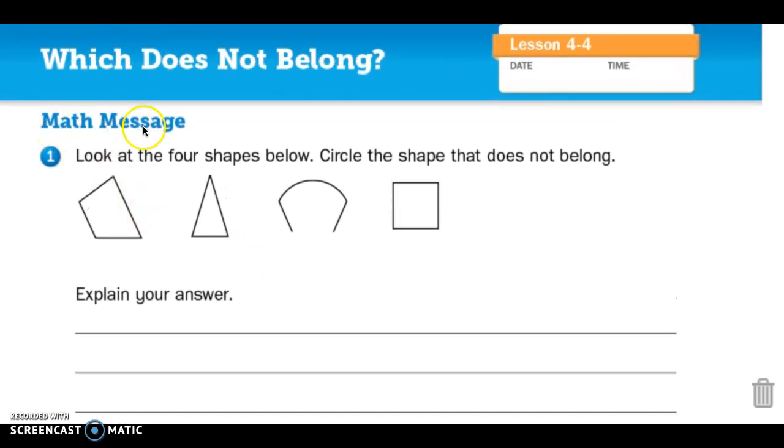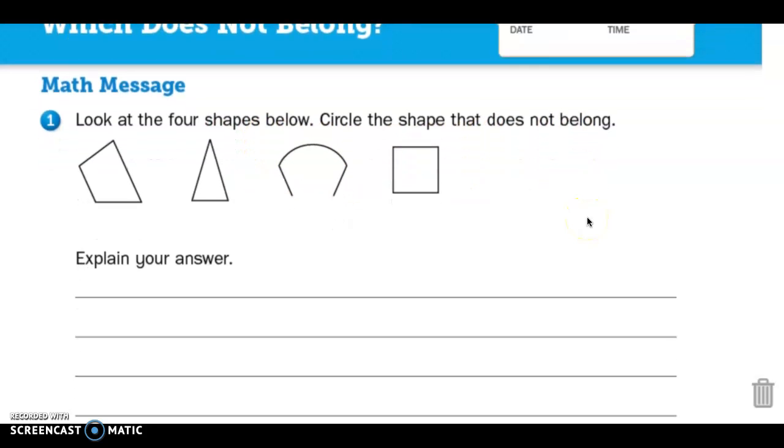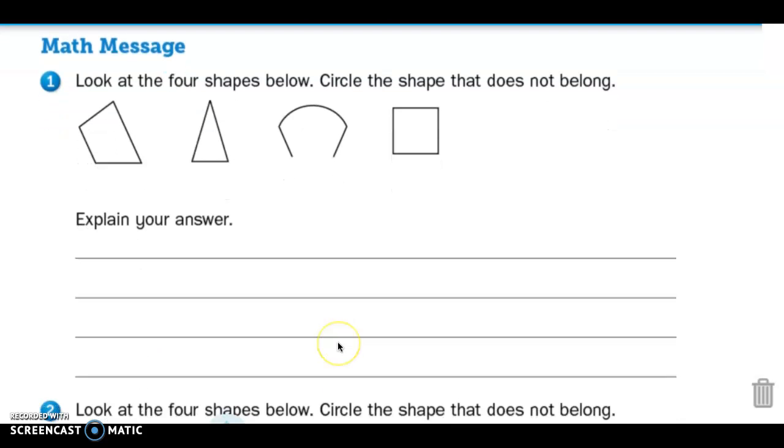Awesome. For our math message, it says, look at the 4 shapes below. Circle the shape that does not belong. Put me on pause right now. Look at these shapes. Circle the one that doesn't belong. All right, then you should have unpaused me when you have this figured out. Which one doesn't belong? If you still don't have one circled, put me on pause and unpause me when you have it circled.